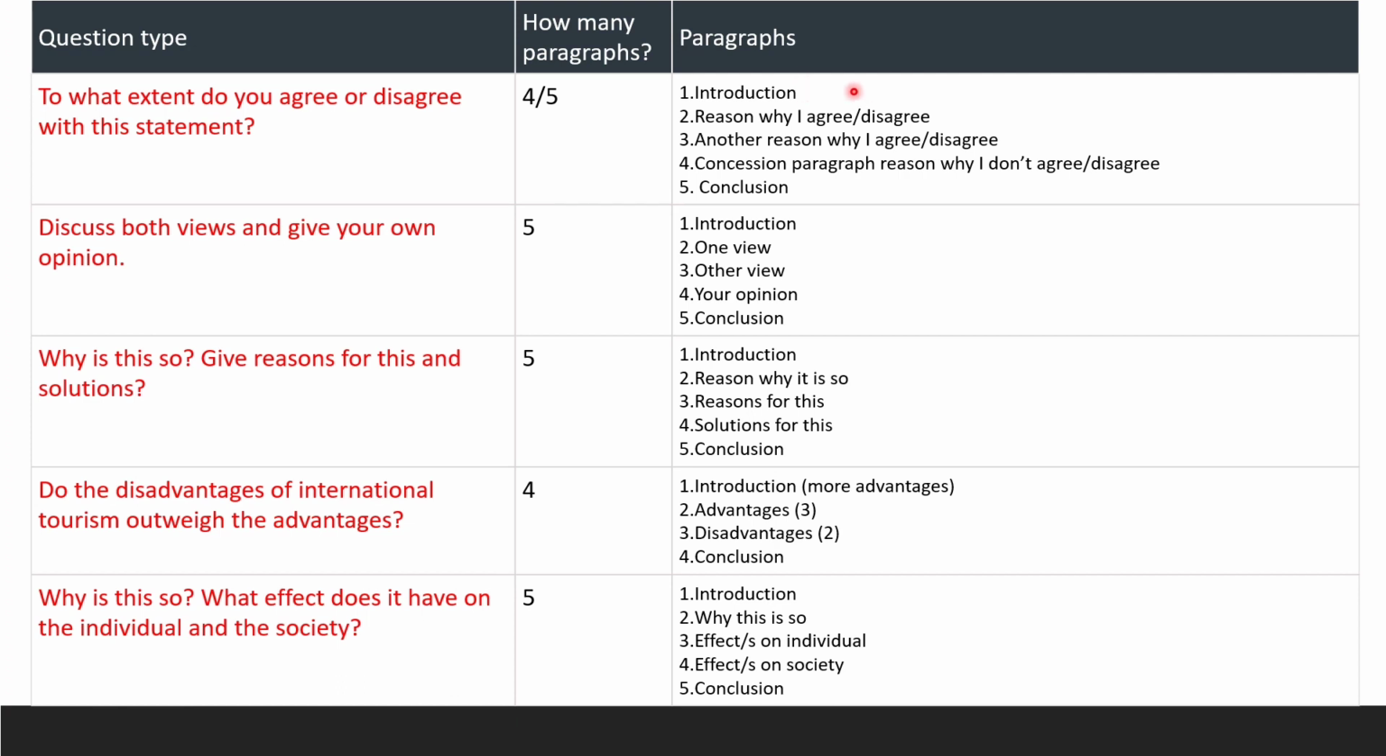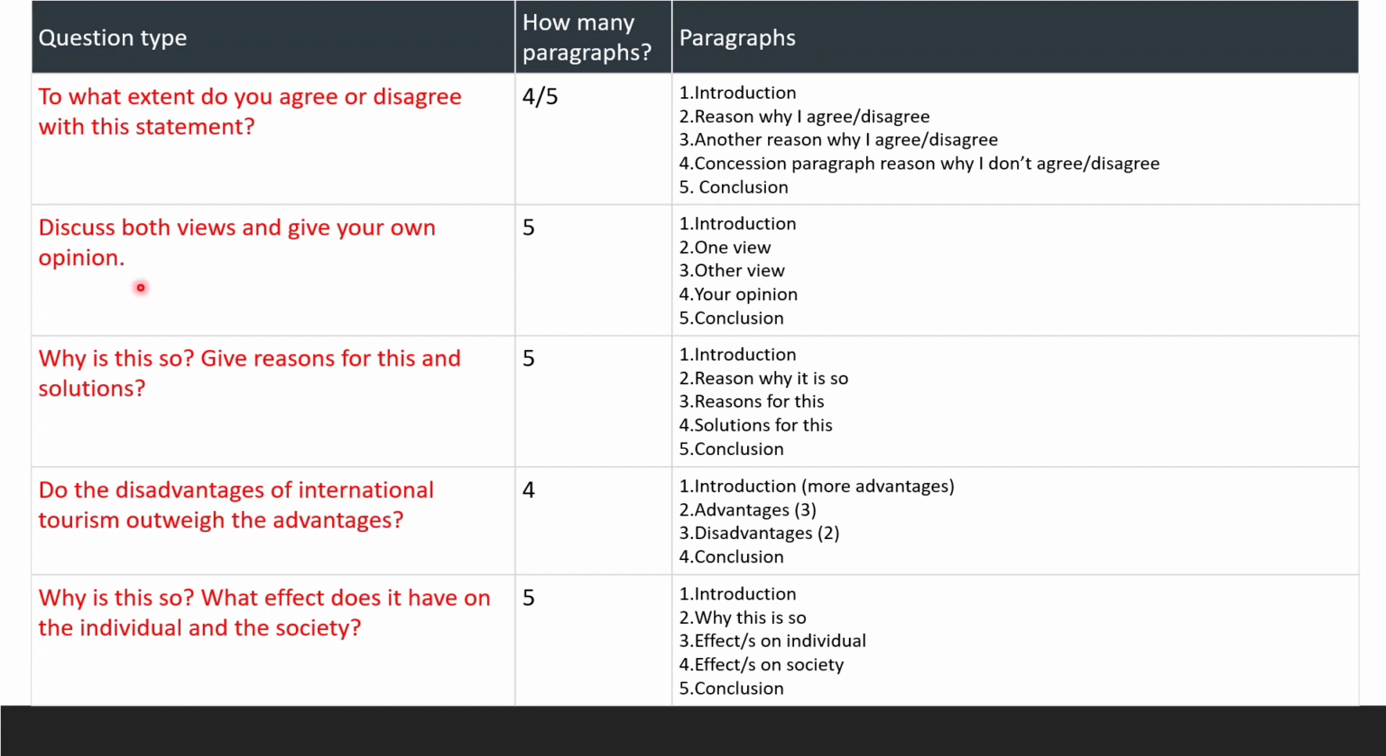The introduction, which must be there, of course. Reason why I agree or disagree. Another reason why I agree or disagree. Concession paragraph, reason why I don't agree or disagree. And then the conclusion.